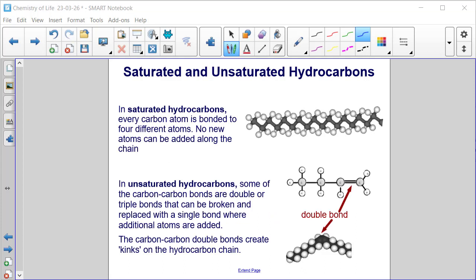Saturated and unsaturated hydrocarbons. In saturated hydrocarbons, every carbon atom is bonded to 4 different atoms. No new atoms can be added along the chain. In unsaturated hydrocarbons, some of the carbon-carbon bonds are double or triple bonds, as you see here, this double bond, that can be broken and replaced with a single bond where additional atoms are added. The result of this carbon-carbon double bond is to create a kink on the hydrocarbon chain, as you see here.